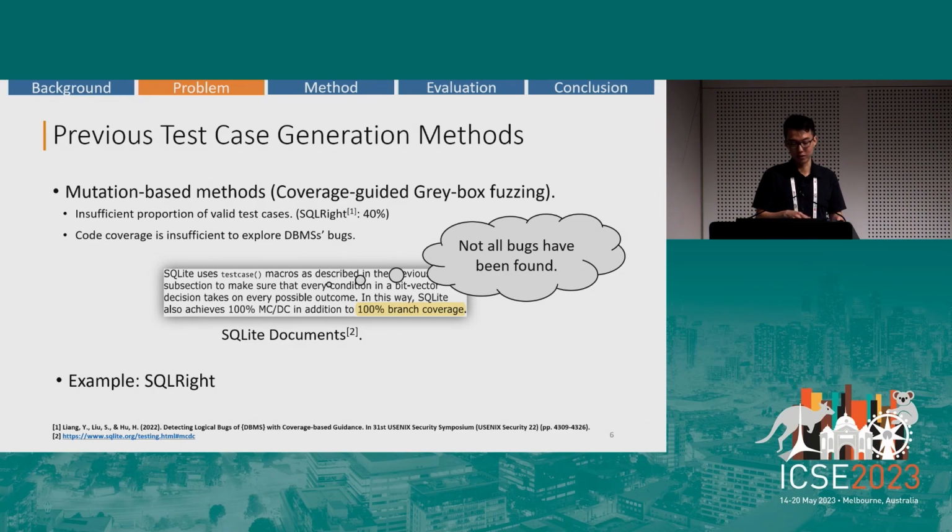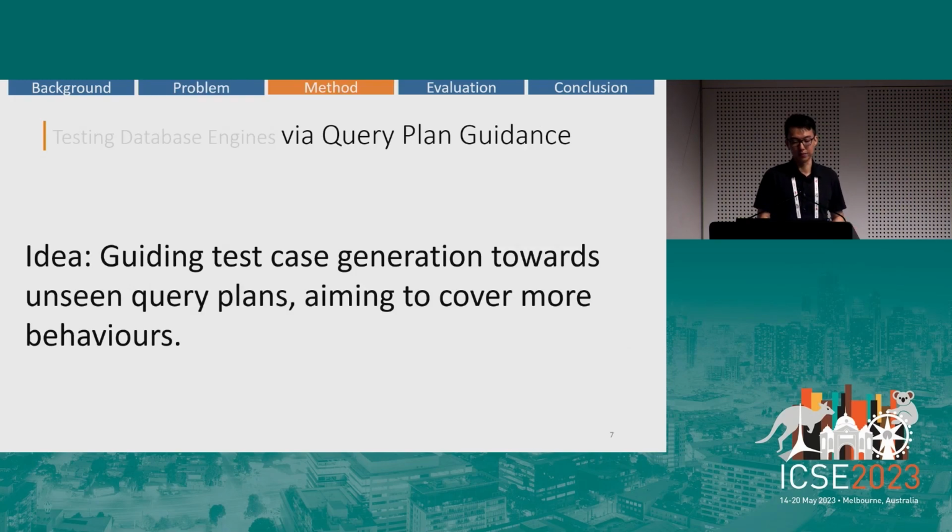Example here is the SQLite. So to solve this challenge of the previous words, we propose our idea to use the query plan guidance to guide the test case generation. We hope the query plan can help us to cover more and more program behaviors and to automatically find more and more bugs in the database. Let's look into this idea.